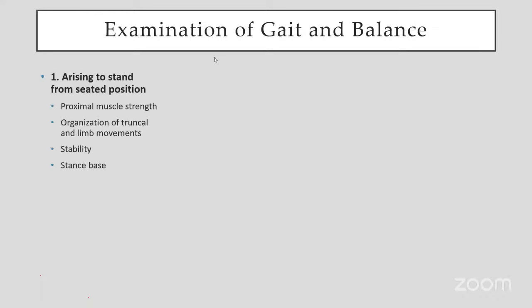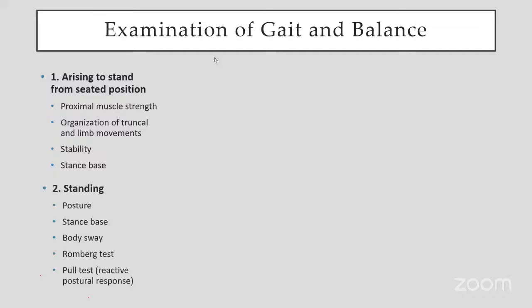So first is arising to stand from seated position. In this, we can assess the proximal muscle strength, organization of the truncal and limb movements, the stability of the stance and the stance base. In standing, we assess the posture, the stance base, body sway. Romberg's test is done and pull test is done.